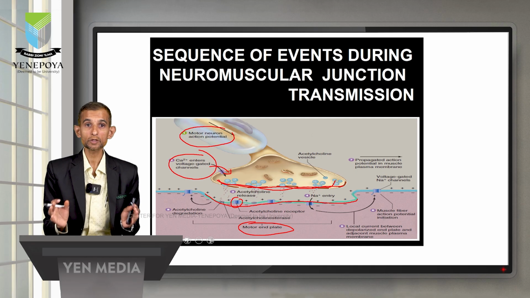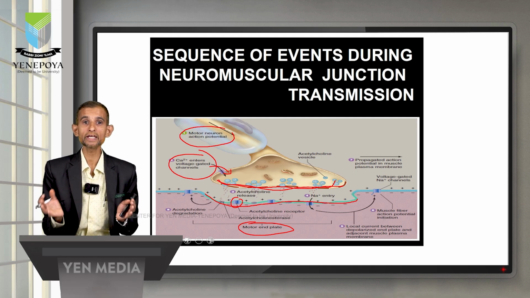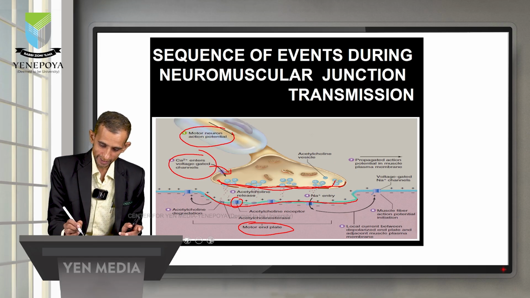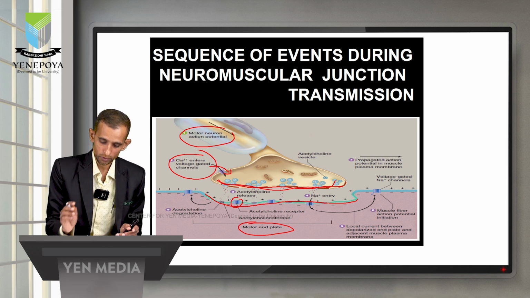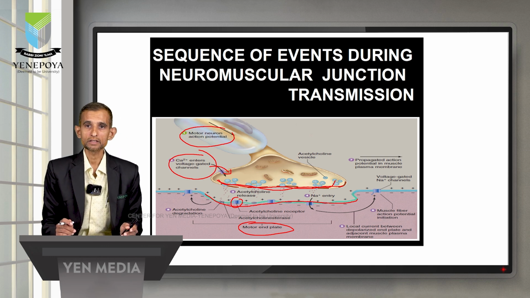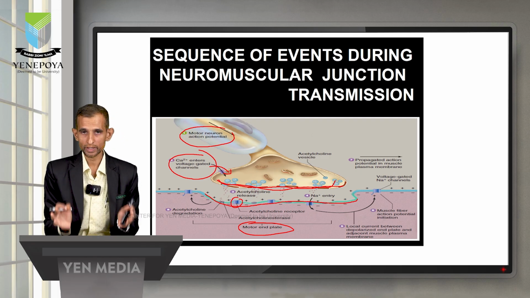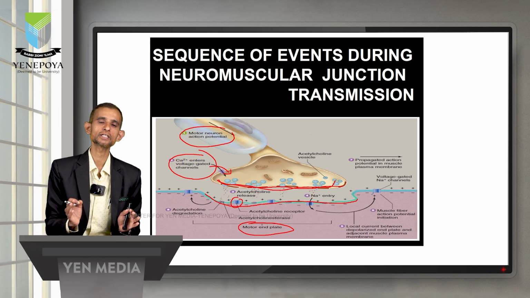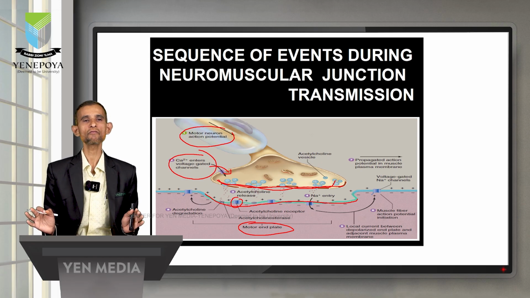Many end plate potentials are summed up, and finally they produce an action potential. This action potential is produced in the sarcolemma, and it spreads through the muscle fiber through the L tubules and T tubules. As a result, it leads to contraction of the muscle.